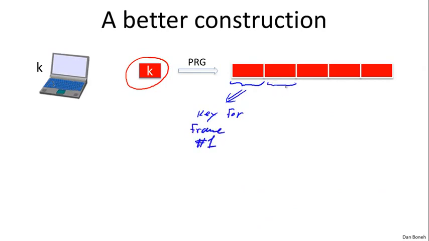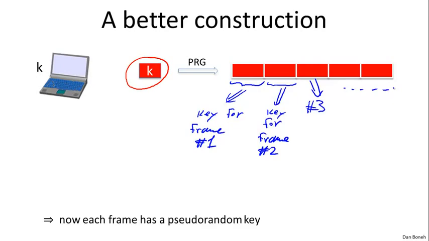And then the second segment would be used as the key for frame number 2, and so on and so forth. The third segment would be used to encrypt frame number 3, and so on and so forth. Okay? So the nice thing about this is that by doing this, each frame has a pseudo-random key. These keys now have no relation to one another. They look like random keys.